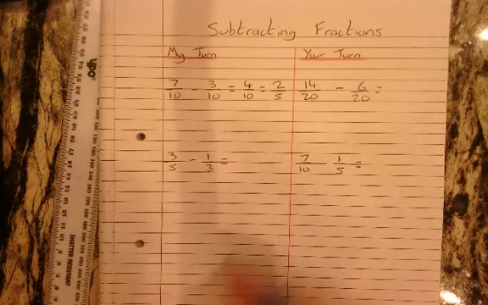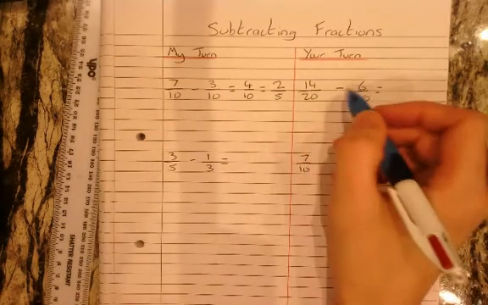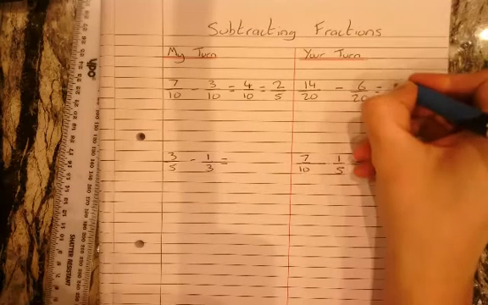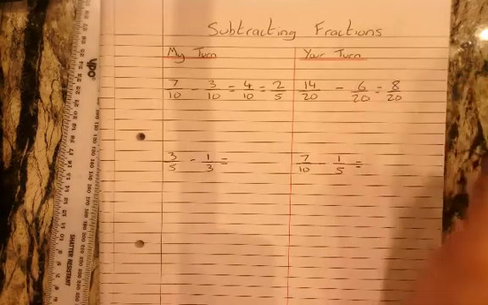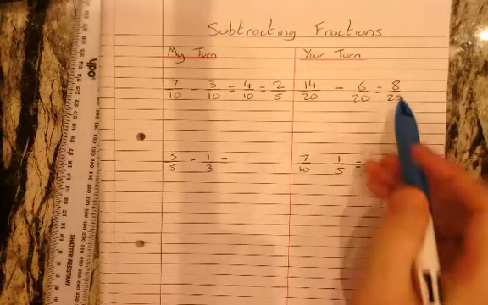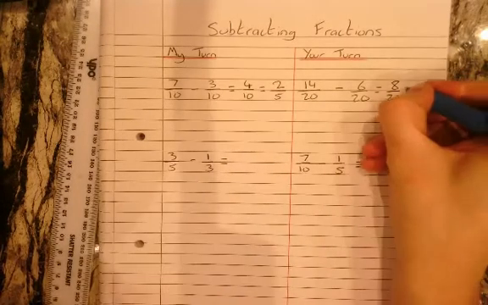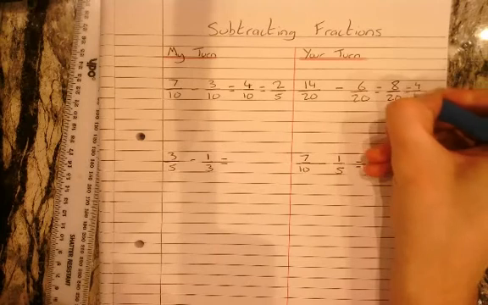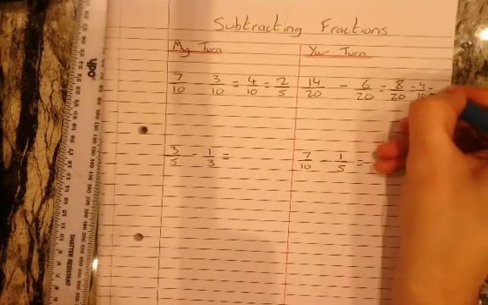Okay, so we've got 14 over 20 take away 6 over 20. So 14 take away 6 would give me 8. 8 over 20. So have a look at those. I could divide them both by 2. That would give me 4 over 10. Look again, I can still simplify that. So 4 over 10, divide those both by 2 again. Give me 2 over 5.